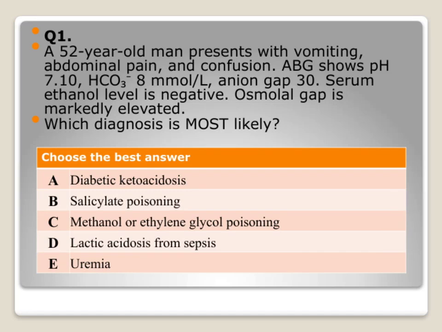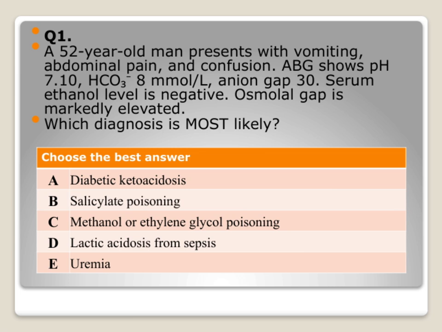We have a 52-year-old man presenting with vomiting, abdominal pain, and confusion. His arterial blood gas shows a pH of 7.1, which indicates significant acidosis. The bicarbonate level is quite low at 8 mmol/L, and the anion gap is elevated at 30. This suggests a high anion gap metabolic acidosis. Notably, his serum ethanol level is negative, so ethanol poisoning is unlikely.